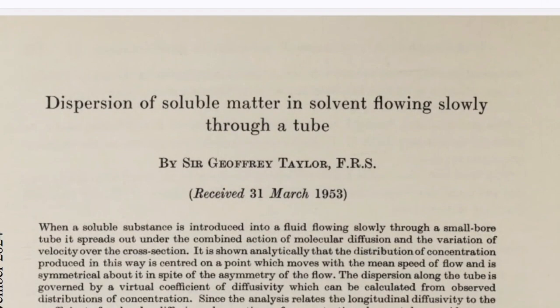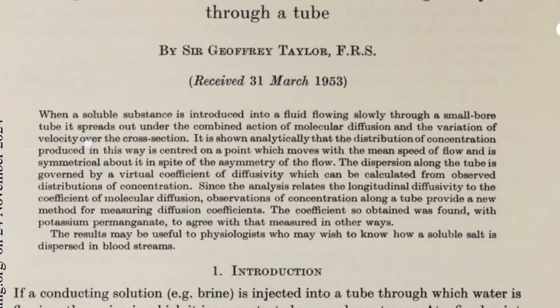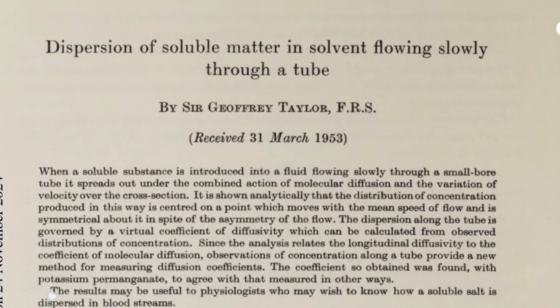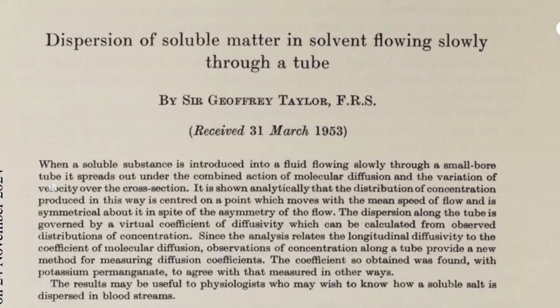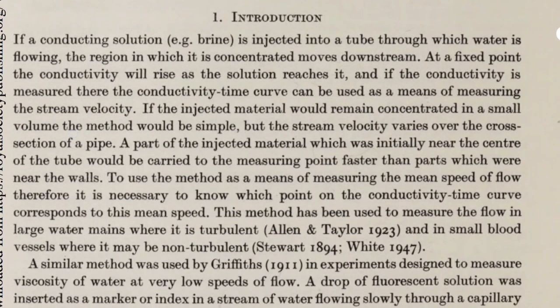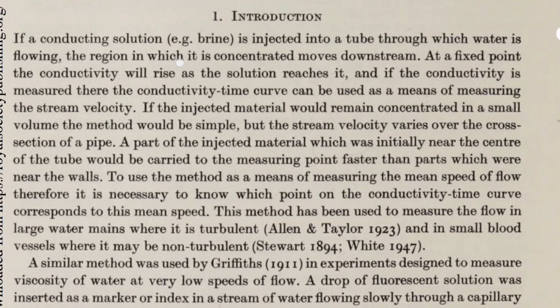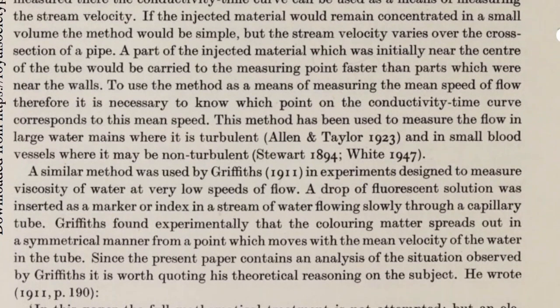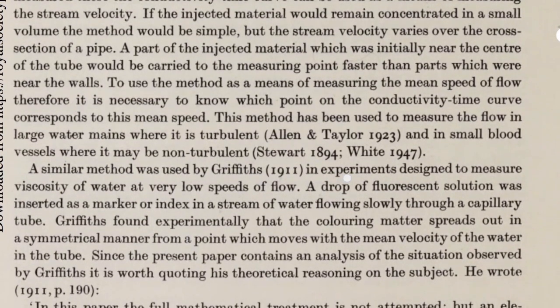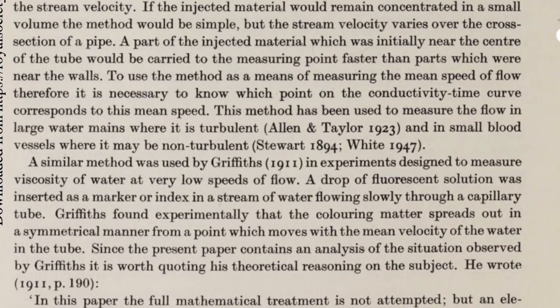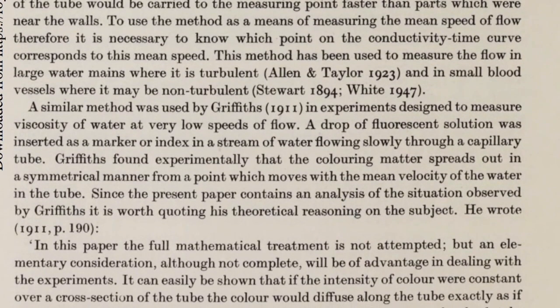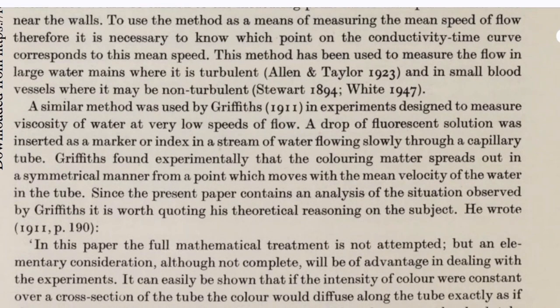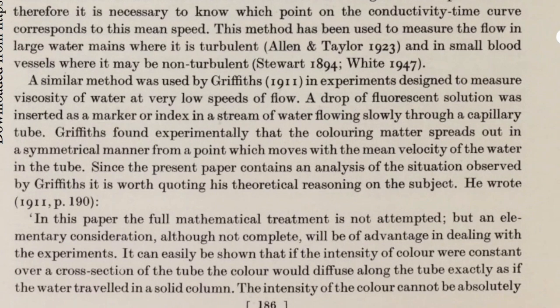So this is the original paper proposed by Sir Geoffrey, which is called Dispersion of Soluble Matter in Solvent Flowing Slowly Through a Tube. A very famous paper where he says that if a conducting solution like brine is injected into a tube through which water is flowing, the region in which it is concentrated moves downstream, as expected. And then he quotes a similar method used by Griffiths in 1911, where Griffiths had also done experiments designed to measure the viscosity of water at very low speeds of flow. And then he goes on to describe what exactly the droplet was and the experiment that Griffiths had conducted.